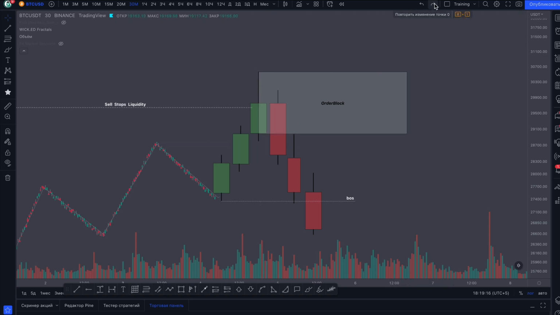What to do if the shadow of the candle confirming the order block is higher? What to do in this situation? In this case, the upper limit of the order block will be at the maximum of a bearish candle, as shown in the example. The stop loss should be set beyond the maximum of the order block.